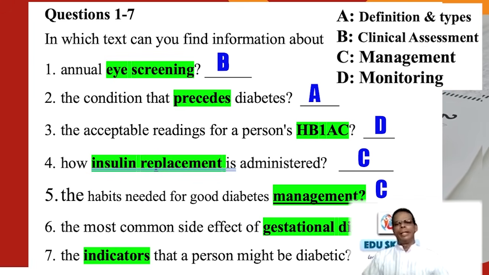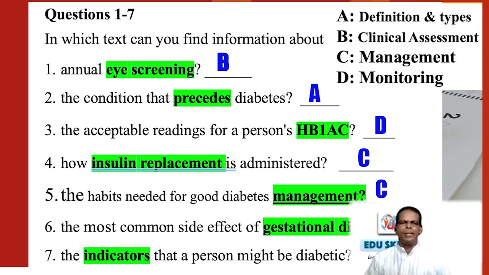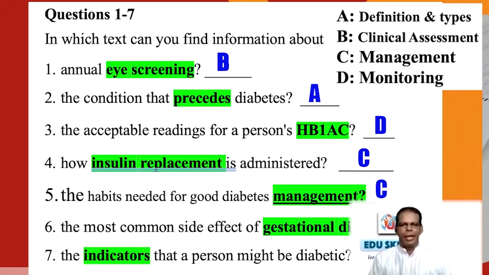C. Ultimately, you have the management there. Yeah, you have the management answer there. And most common side effect, monitoring. D. And indicators that a person might be diabetic. Indicators means symptoms.